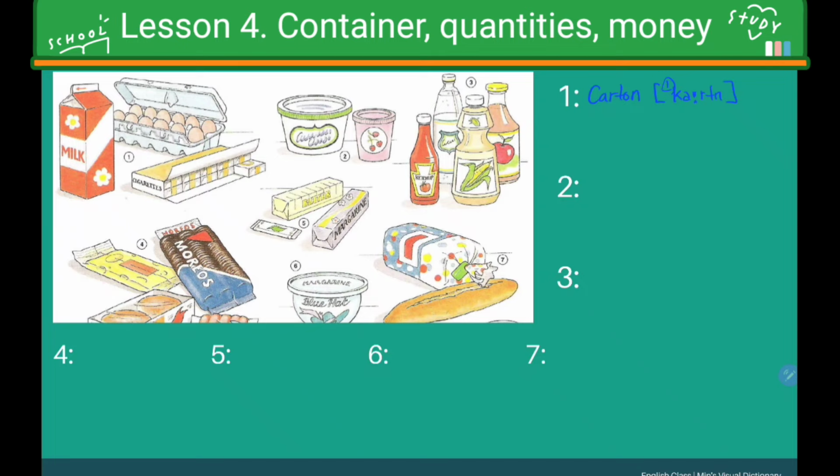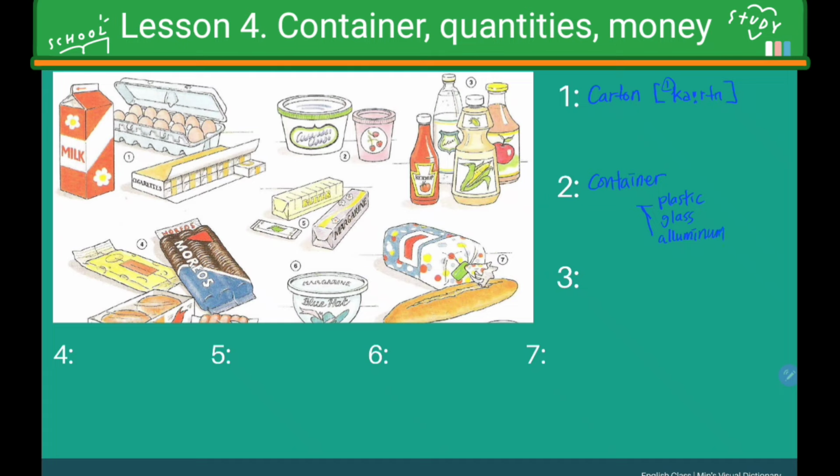And next, number 2, we have round, deep, or shallow container. And there are plastic, glass, or aluminum containers.